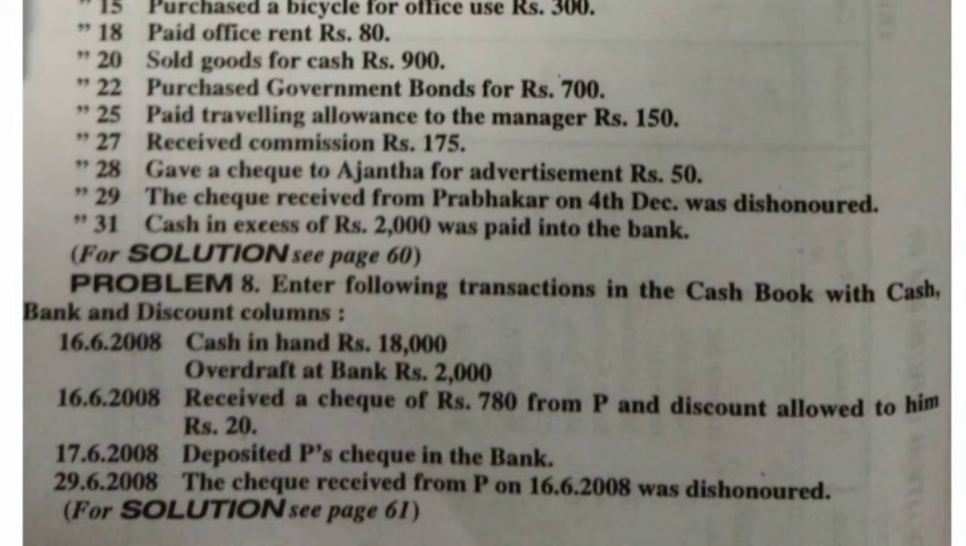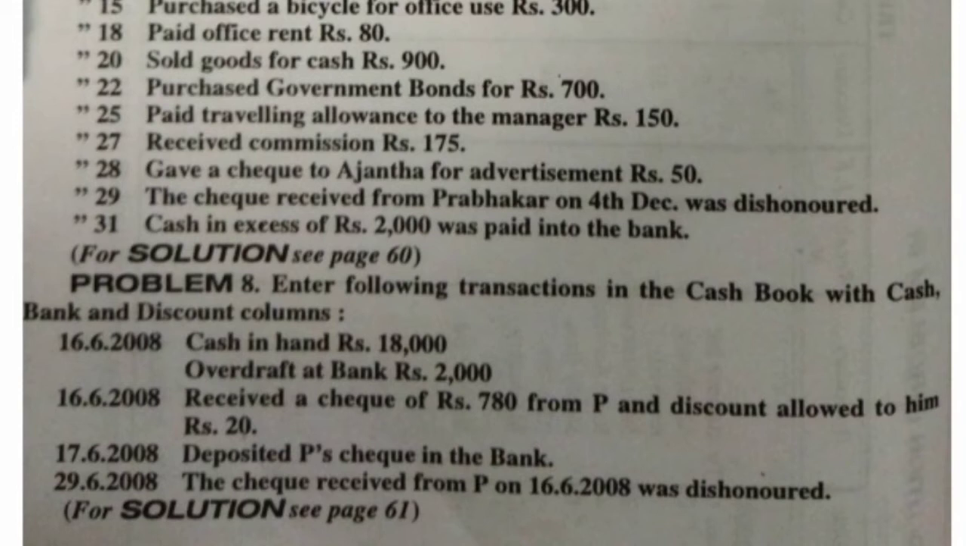What I have told you, on dishonor we need to reverse or cancel the transaction. So what is the transaction we have recorded on 16th June? That is cash account debit 780, discount allowed account debit 20, to P account 800. So now we need to record P account debit 800 to cash account 780 and to discount allowed 20. Like this you need to record.